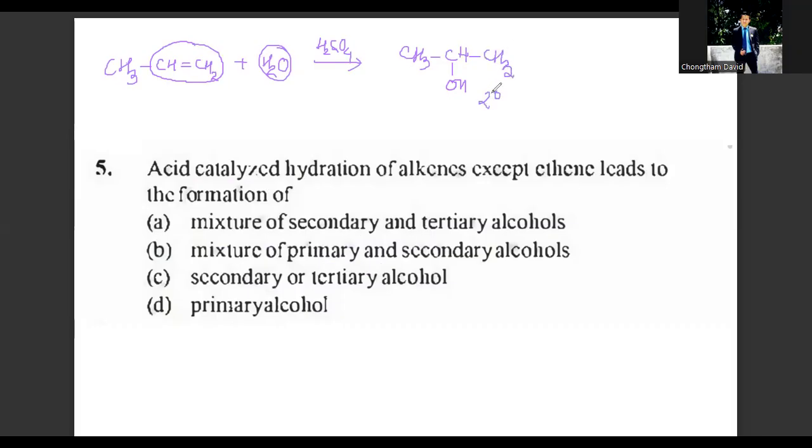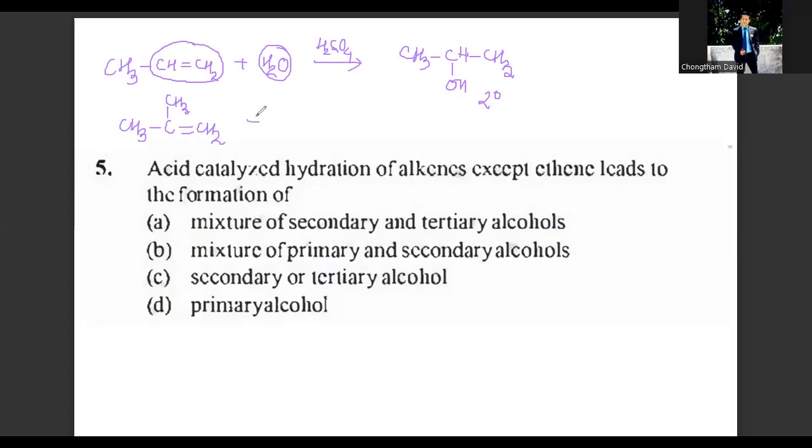Right, this is secondary alcohol. Except ethene, it leads to the formation of... So let us check some more examples. Let us take a bulkier type of alkene for better understanding. I'll give you some more examples. This is your 2-methylprop-1-ene.